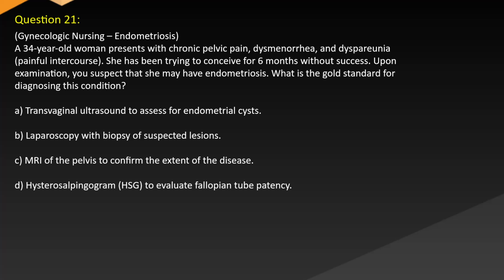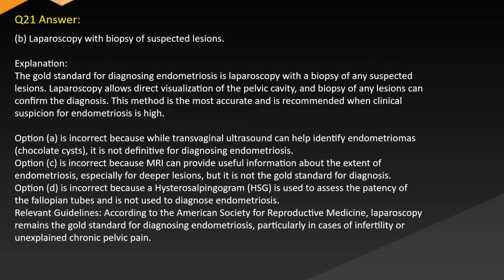A. Transvaginal ultrasound to assess for endometrial cysts. B. A laparoscopy with biopsy of suspected lesions. C. MRI of the pelvis to confirm the extent of the disease. D. Hysterosalpingogram, HSG, to evaluate fallopian tube patency. Answer. B. Laparoscopy with biopsy of suspected lesions. Explanation. The gold standard for diagnosing endometriosis is laparoscopy with the biopsy of any suspected lesions.